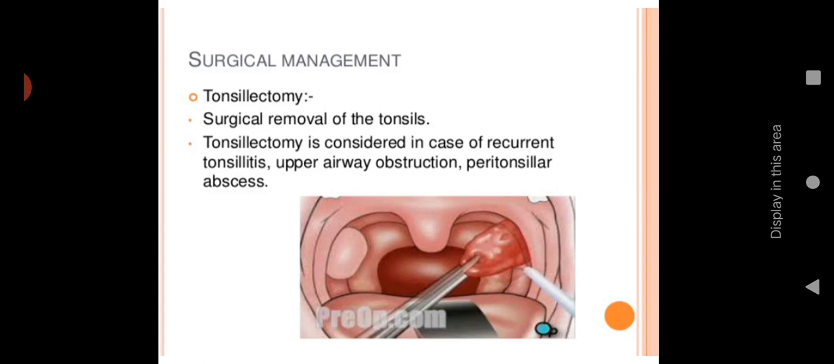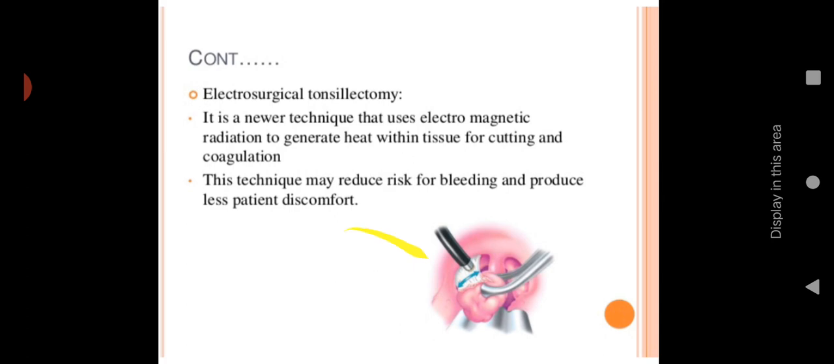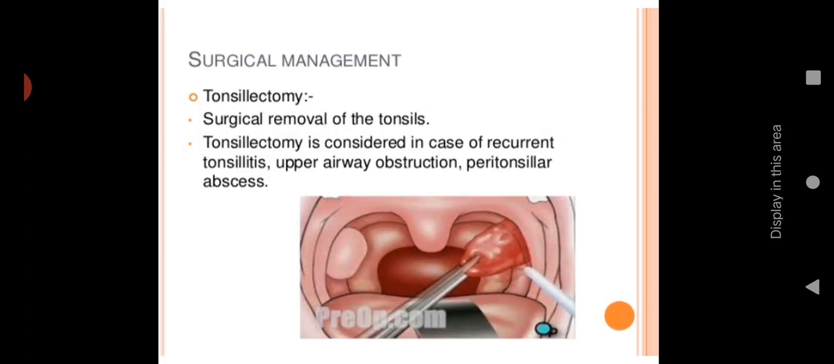In that, the first one is tonsillectomy. In this picture, you can clearly see where the tonsils are exactly present. Tonsillectomy is the surgical removal of the tonsils. It is considered in case of recurrent tonsillitis, upper airway obstruction, and peritonsillar abscess. In acute cases, we are not going for any surgery. We are treating the person with symptomatic management.